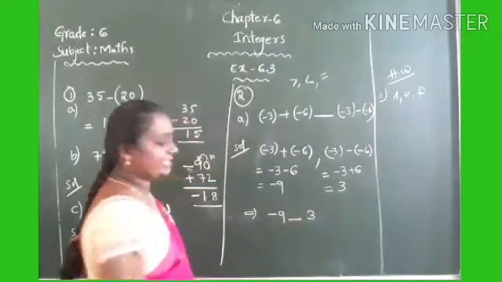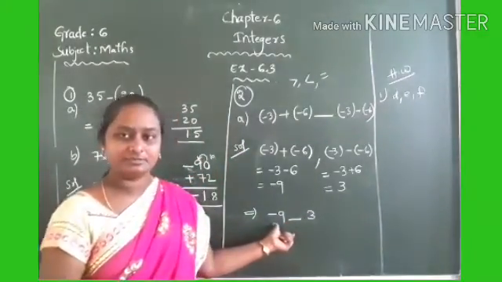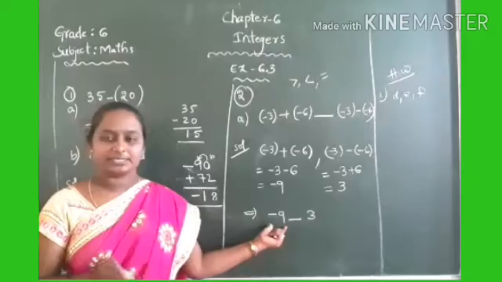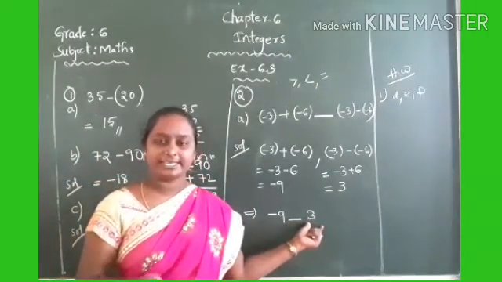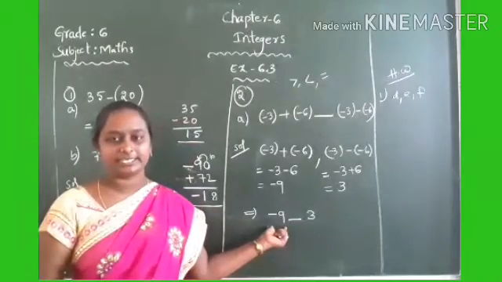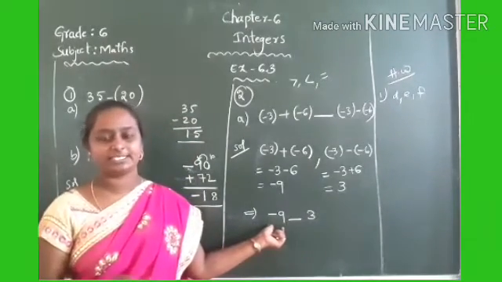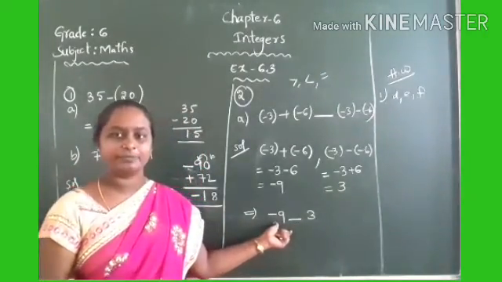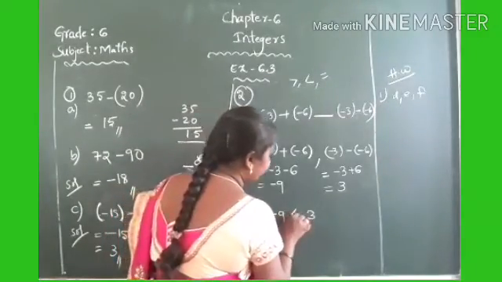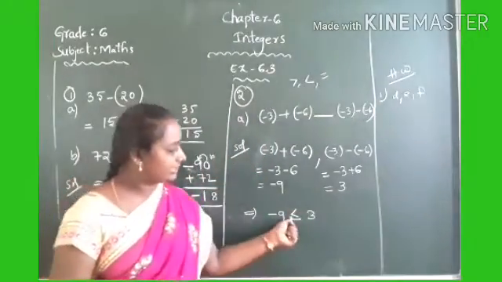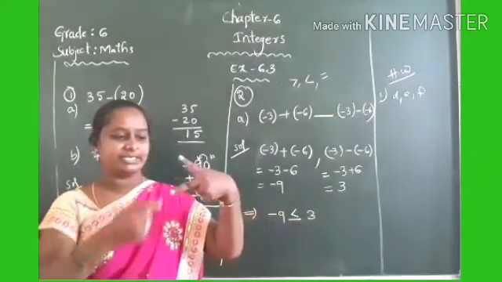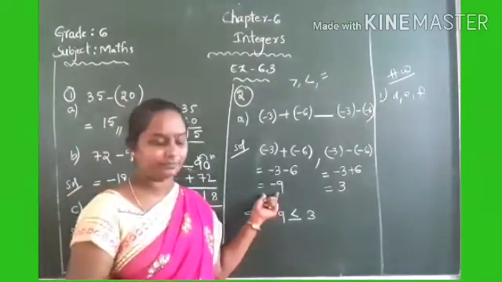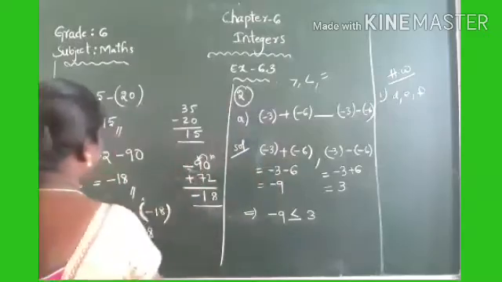Now tell me which is greater. Yes, 3 is greater than minus 9. Always remember, positive integers are greater than negative integers. Negative integers are always less than the positive integers. Now, which symbol do we have to give here? It is less than. So this symbol is less than. Is it clear, children? Right, and come to the next one.